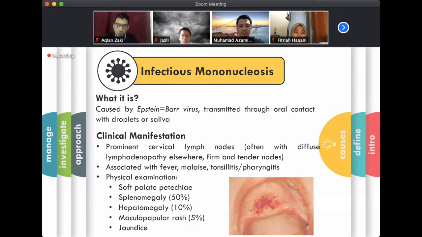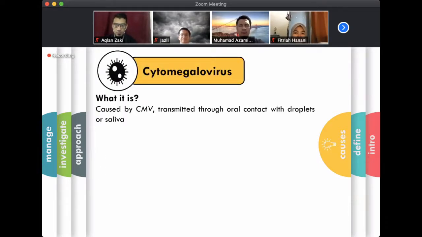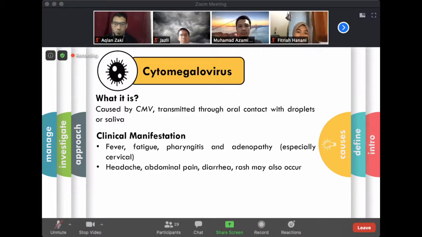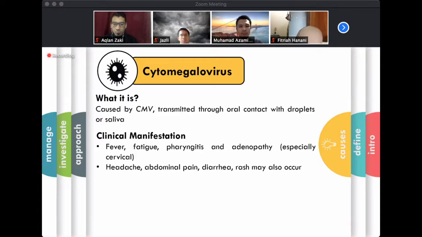So the second one is the cytomegalovirus infection, that is transmitted through oral contact, either through saliva or breast milk. So the most common manifestations are fever, fatigue, pharyngitis, and also adenopathy. Headache, abdominal pain, and diarrhea may also occur in this patient.